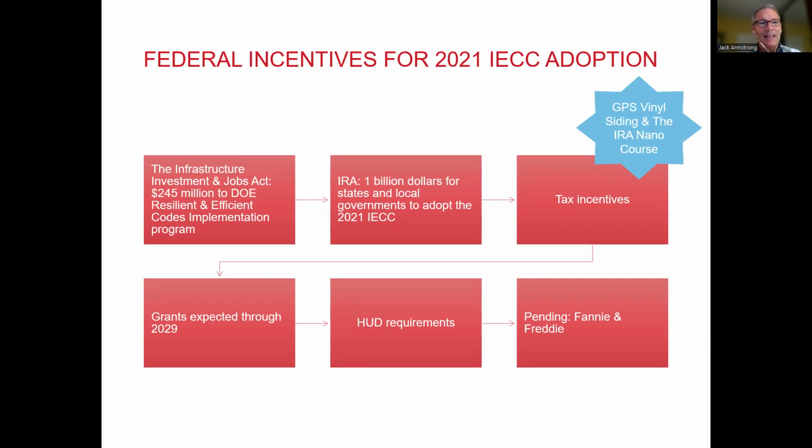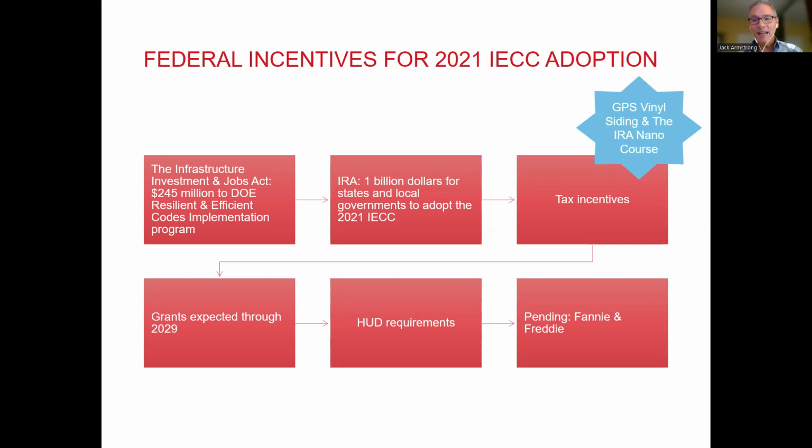So let's talk a little bit about federal incentives and some money in your pocket for building energy efficient buildings. Recently, the Infrastructure Investment and Jobs Act set aside a lot of money. You can see 245 million here from the Department of Energy to help the states and municipalities adopt these newer codes. Then additionally, the IRA also had $1 billion set aside for other efficiency measures.